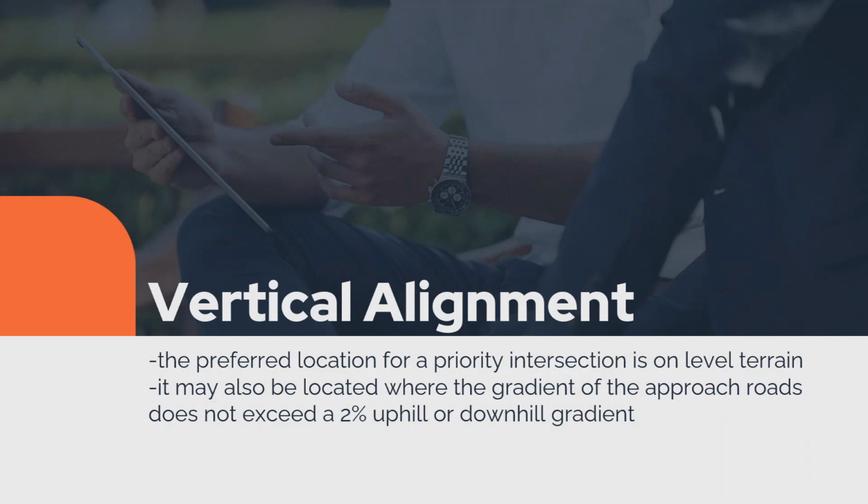Vertical alignment. The preferred location for a priority intersection is on level terrain, or where the gradient of the approach roads does not exceed an uphill or downhill gradient of 2%. Downhill gradients greater than this figure induce excessively high speeds because of gravity, while uphill approaches prevent the drivers from appreciating the layout of the junction.